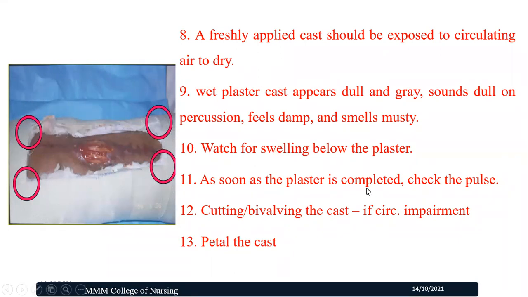As soon as the plaster is completed, check the distal pulse. Mark the pulse with a skin pencil so that it can be used for future reference. Cutting or bivalving the cast is required if there is circulatory impairment. That is cutting or bivalving the cast, exposing only the impaired circulatory part, or if there is any wound or swelling or infection, those parts alone can be cut or bivalved. And the edges of the cast can be petalled, that is smoothing the edges of the cast.